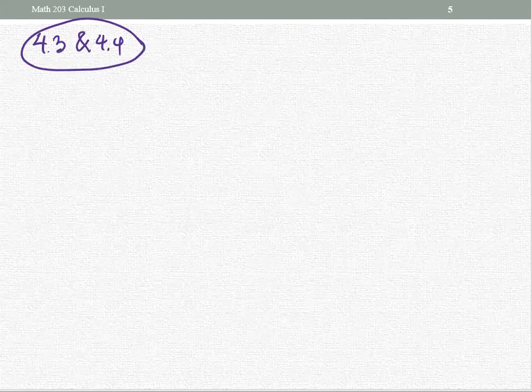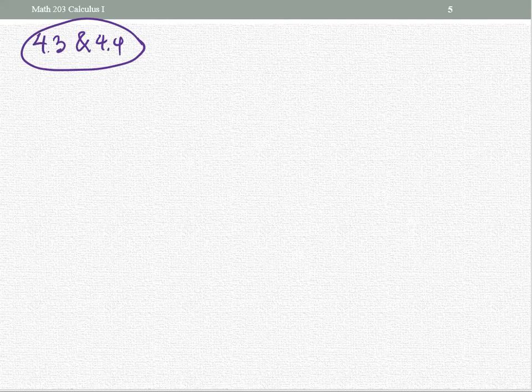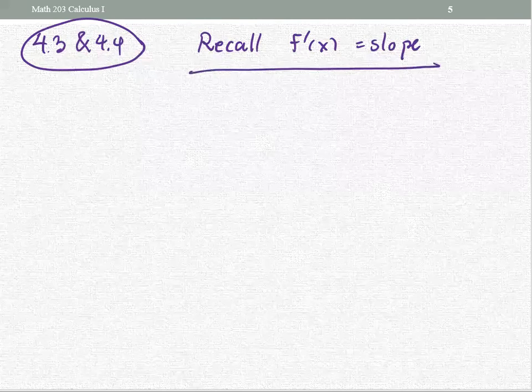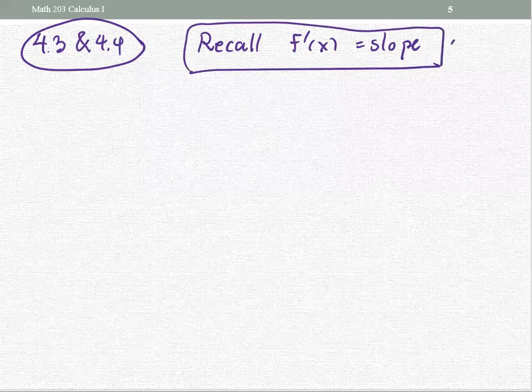Okay, the first property is about increasing and decreasing. So I'm going to put the note here. Recall that f prime of x is the slope, right? It's the slope of the graph. Actually, the slope of the tangent.